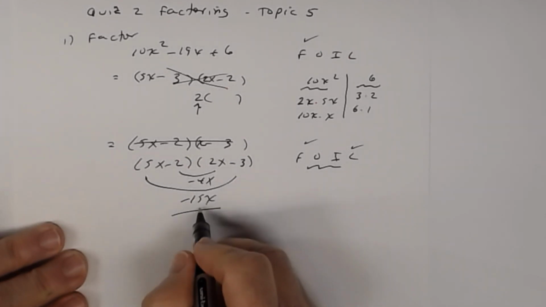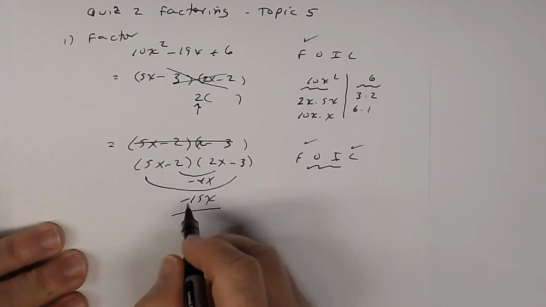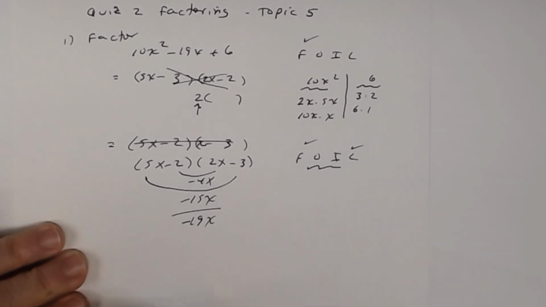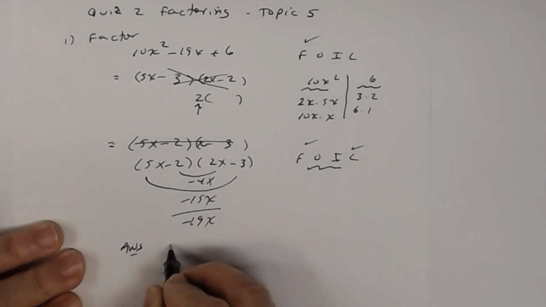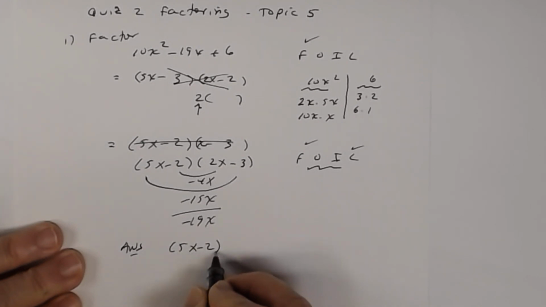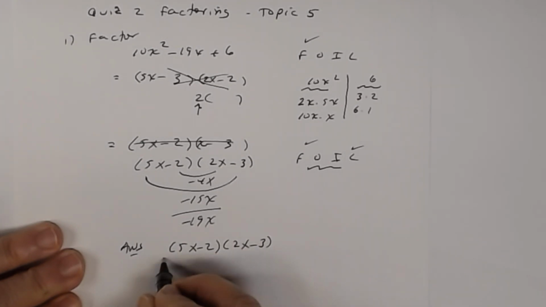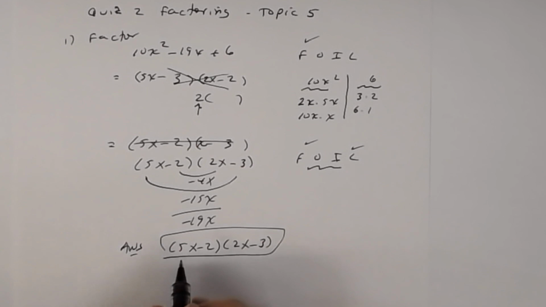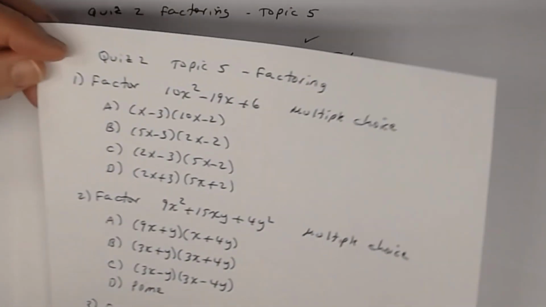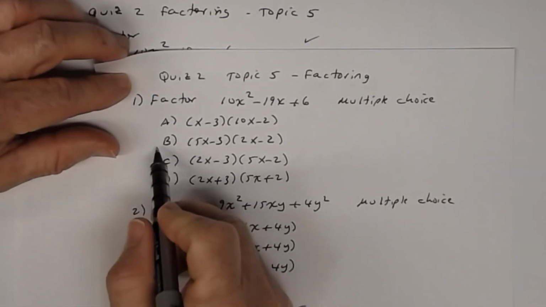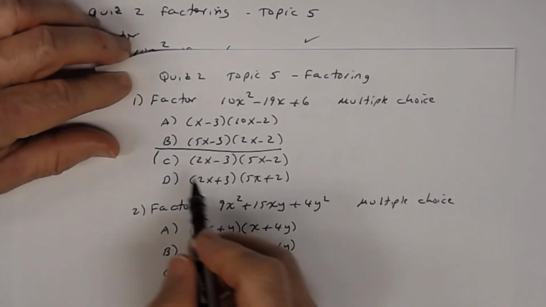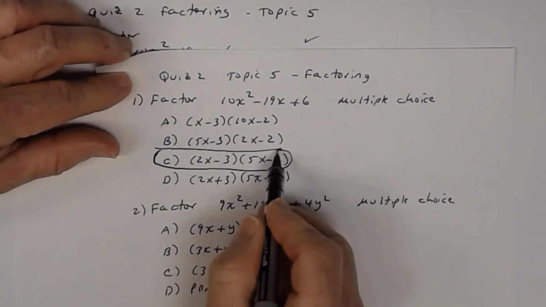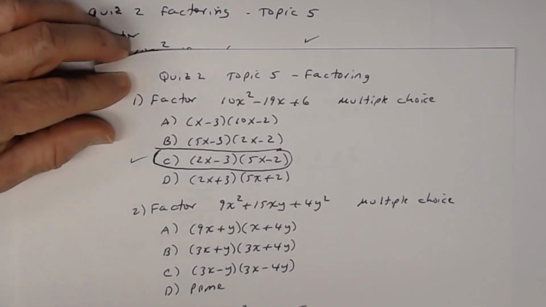And notice when I add them up, a negative 4x and a negative 15x is a negative 19x. And that's what I wanted. So therefore the answer is going to be 5x minus 2 times 2x minus 3. That's the answer. And since this was multiple choice, it's going to turn out to be, let's see, letter B. Oops, sorry, not letter B, excuse me. Letter C. Okay, so letter C.